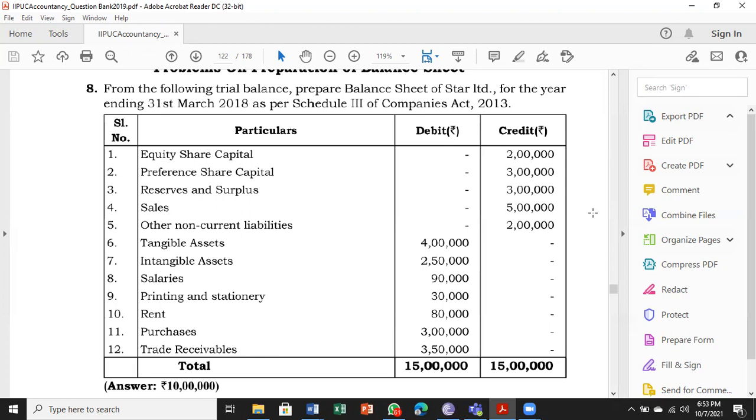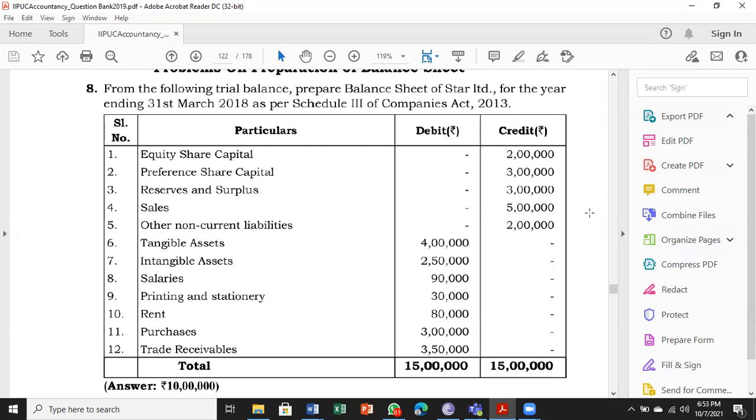For example, if you remember real account rules, debit what comes in, credit what goes out. So debit is what comes in, like assets, credit is what goes out, like liability. Nominal account rules: debit all expenses and losses, credit all incomes and gains. So if you remember that journal entry preparation, you will remember which account comes to debit, which account comes to credit. So let us have a look into this.